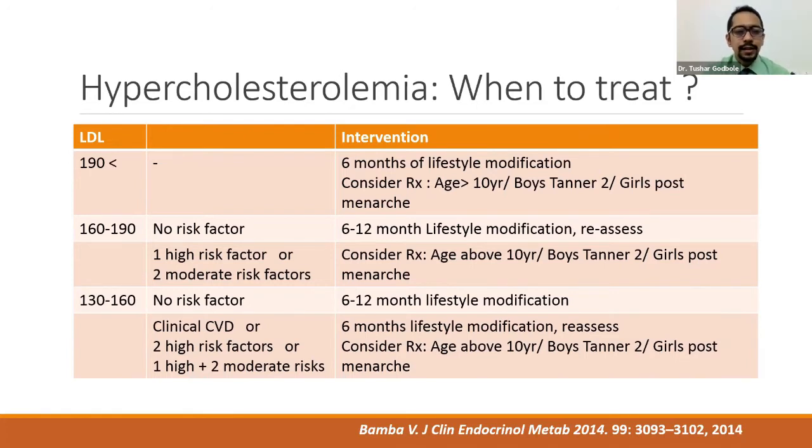Children having their LDLs between 160 to 190, you would give the lifestyle modification until 12 months and then reassess. But if you have one high risk factor or two moderate risk factors, then you would be treating again with the same guideline. LDL values between 130 to 160, you need to have two high risk factors or one high risk and two moderate risk factors in order to consider treatment with statins, but of course after 6 months of lifestyle modification.